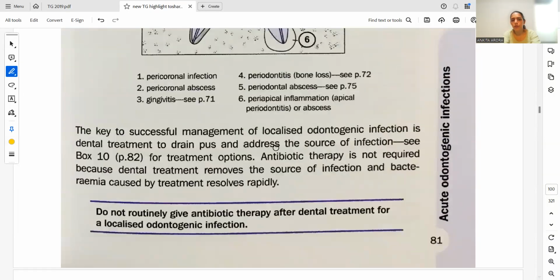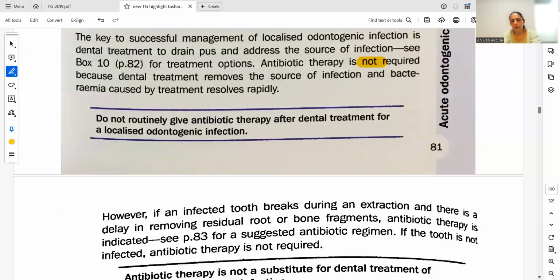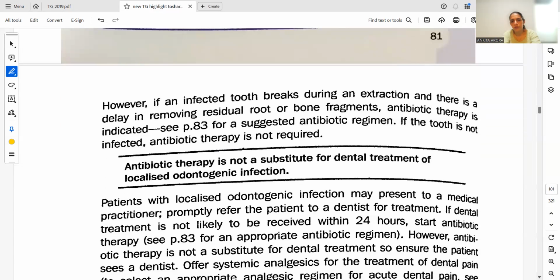The key to successful management of localized odontogenic infection is dental treatment to drain pus and address the source of infection. For treatment options, which are given on the next page, antibiotic therapy is not required because dental treatment removes the source of infection and bacteremia caused by treatment resolves rapidly. Do not routinely give antibiotic therapy after dental treatment for a localized odontogenic infection.